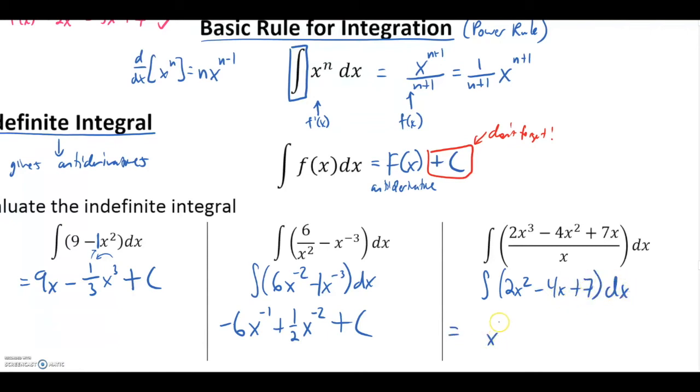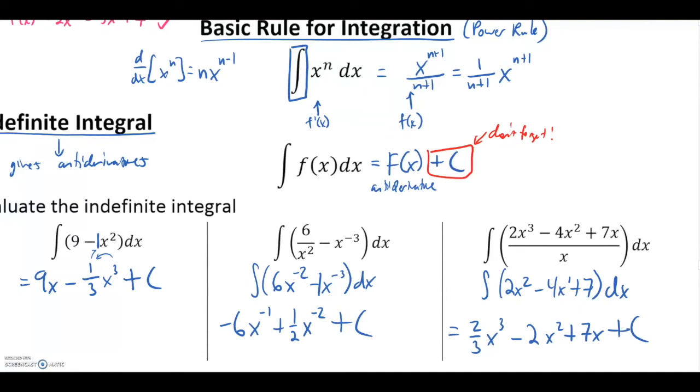The x squared, we'll add 1 to that to make it an x cubed, and divide by that new exponent. Divide by that n plus 1. Minus, this x to the first will become an x squared, and dividing by 2 will give us a 2 out in front. The constants, those are the easy ones. This 7, its antiderivative is 7x. And then our plus c.